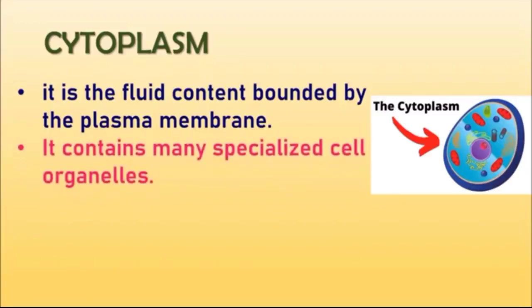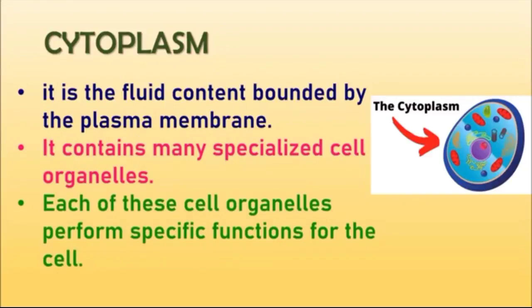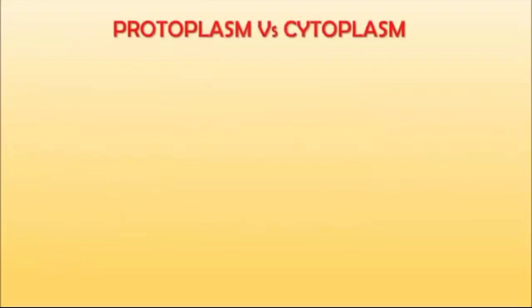It contains many specialized cell organelles. Each of the cell organelles performs specific functions for the cell. The cytoplasm constitutes different varieties of substances. But earlier it was thought of as the protoplasm. Let us see what is the difference between protoplasm and cytoplasm.